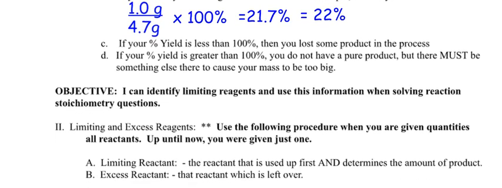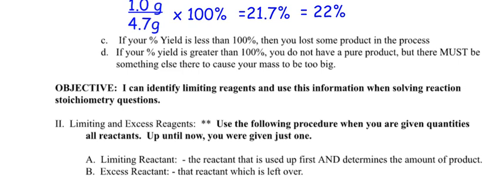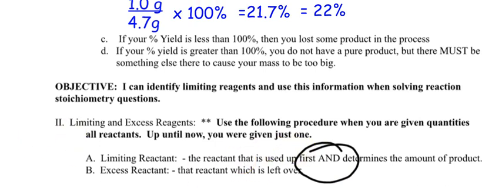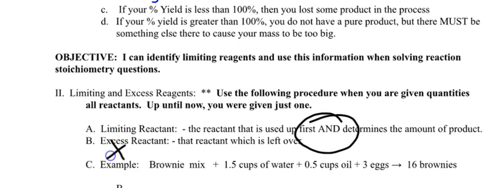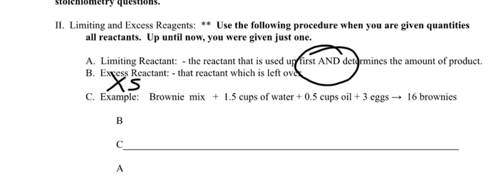So what is a limiting reactant? It's a reactant that is used up first. Folks, this word right here, and, is so important. And determines the amount of product. That's an important word. I'll show you why in a second. Your excess reactant, remember what we talked about? That is excess. It is a reactant which is left over. Now I'm not going to tell you which one's left over. You're going to tell me which one's left over.